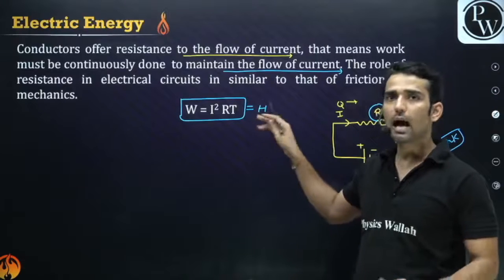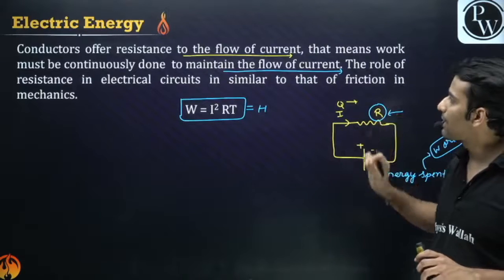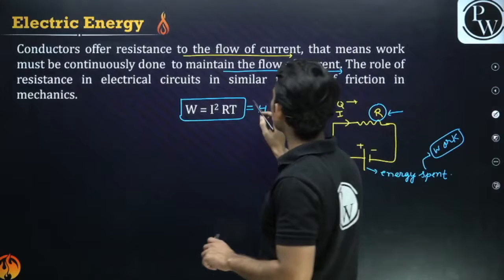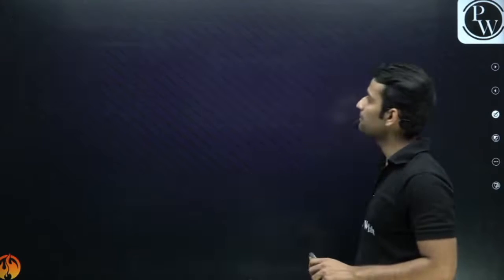Are you writing it, guys? Are you writing it down also? Just keep on writing, guys. Electrical energy spent is nothing but I square R into T.